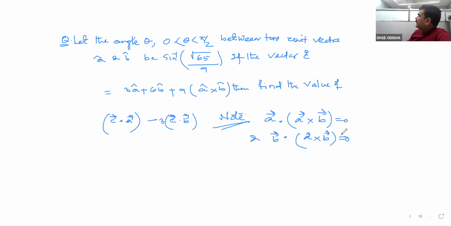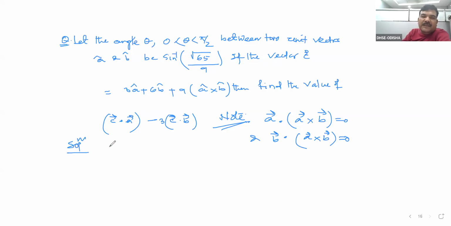A dot A cross B is equal to 0. Sir, 29. Let me check. Yes, Vishnu, you are absolutely correct. Answer is 29. Good job. So, come to the solution.